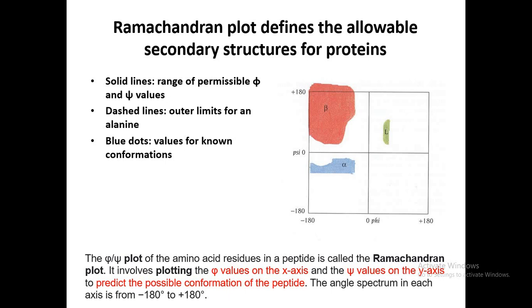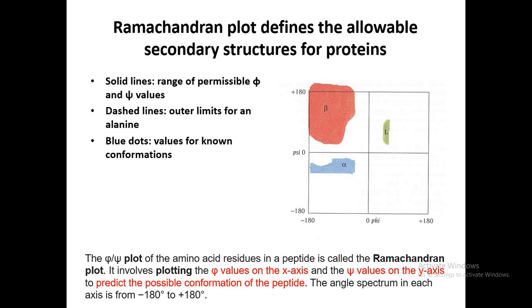Then we are talking about the Ramachandran plot: what plot it is and why we use it. If we have an unknown protein, we can easily find what type of secondary structure it has, and in what proportion, with the help of this Ramachandran plot.